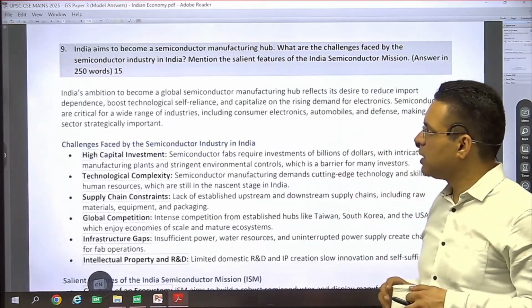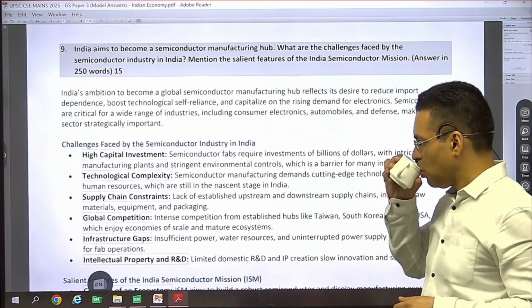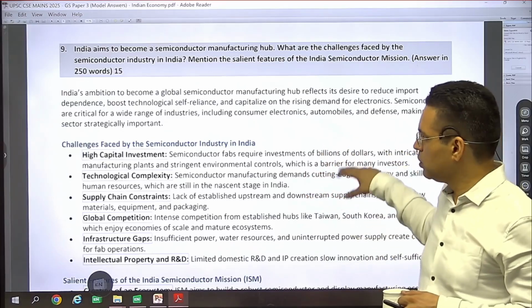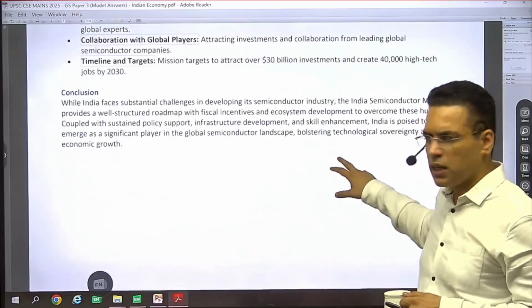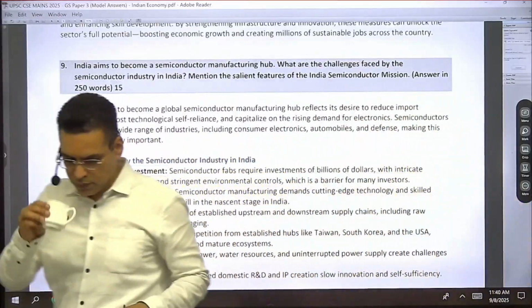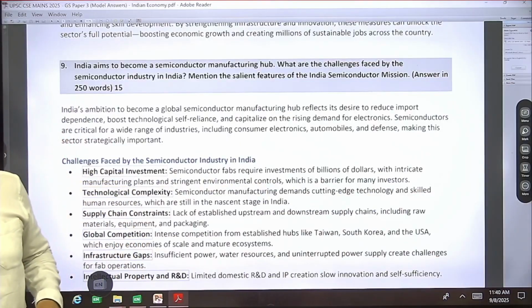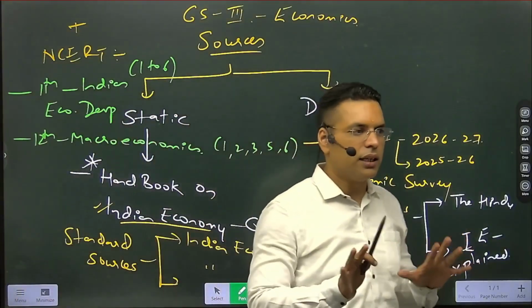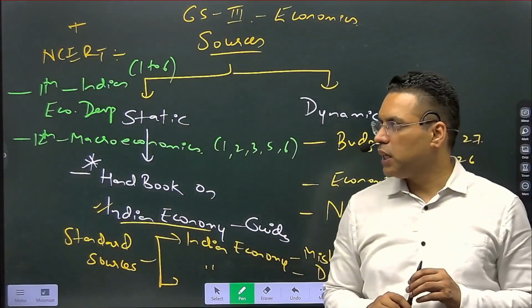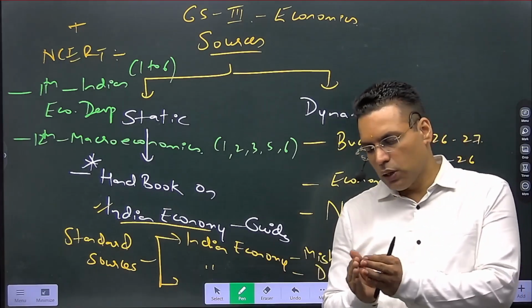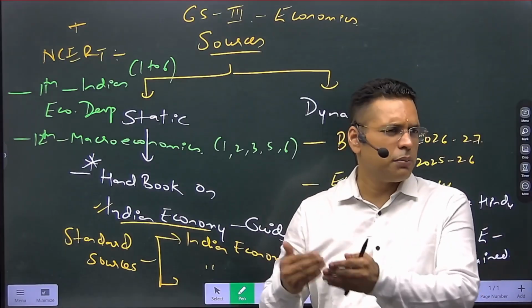Then semiconductor manufacturing hub. This was very much in the news. I covered this in yesterday's current affairs class also, I think. Semicon 2025 that happened, okay? So that completes the sources and the trend. Now, as I mentioned, UPSC is concerned about conceptual understanding of the subject. Once you are conceptually clear, then in mains there would be the concept application part.